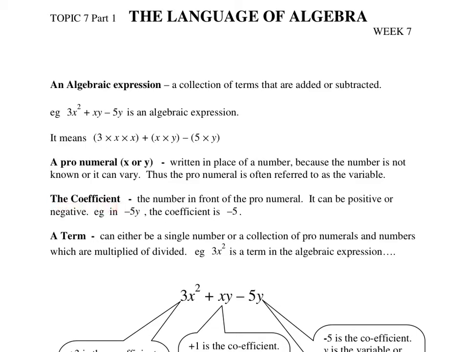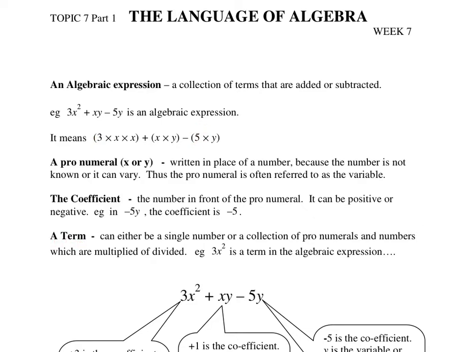The coefficient is the number in front of the pronumeral. For instance, 3 in front of 3x squared, 5 in front of 5y. It can be positive or negative. For instance, we could also say that the coefficient of negative 5y is negative 5. So basically the coefficient is the number that is multiplied by the pronumerals.